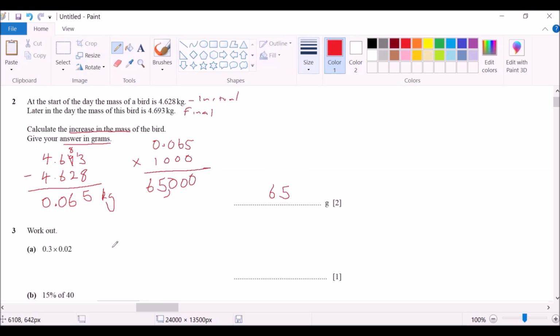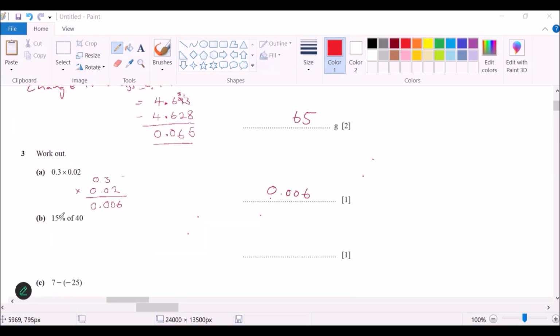Now work out 0.3 times 0.02. 2 times 3, 6. Then we count the number of decimal places. 1, 2, 3. We have 1. Put a placeholder there. 1, 2, 3. Then we put our comma there and a 0, which will give us 0.006. Let's go to B.